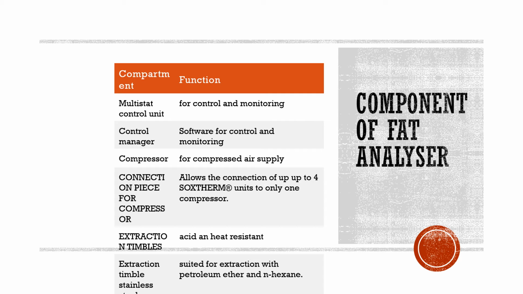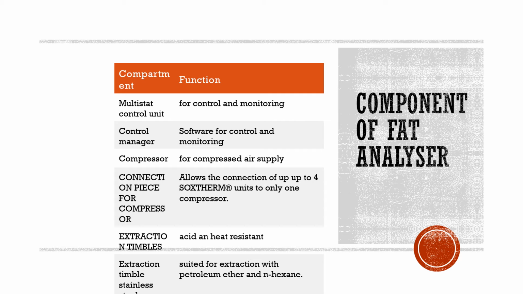For example, the multi-step control unit is to control and monitor. Control manager is software. Okay, we install the software to control and monitor. And then we have the compressor. Compressor is to compress the air supply, and we need the connection of the compressor, which will connect up to 4 system units for one compressor.